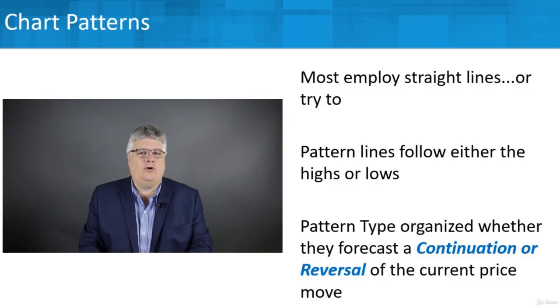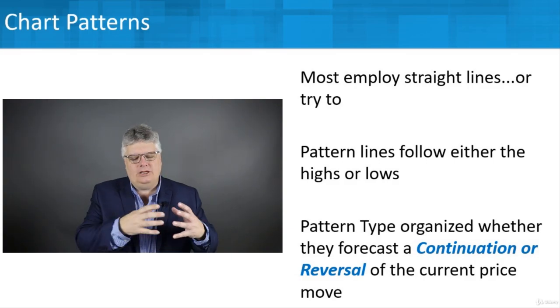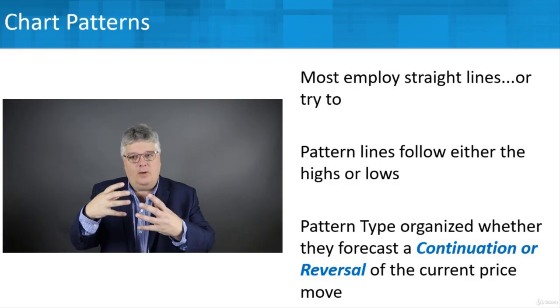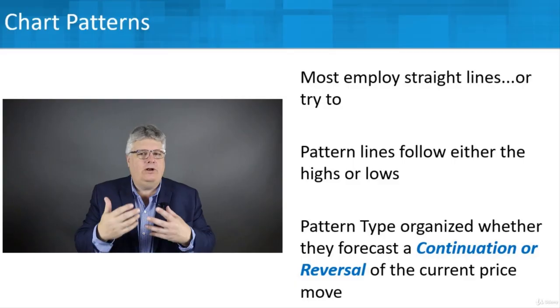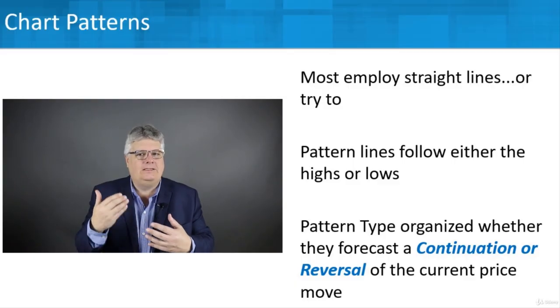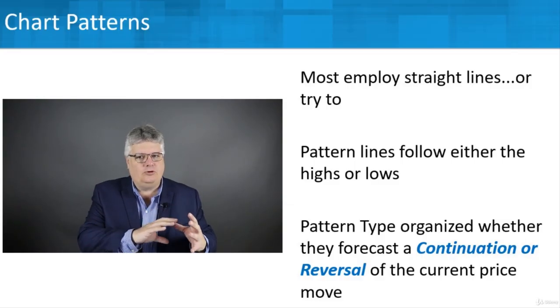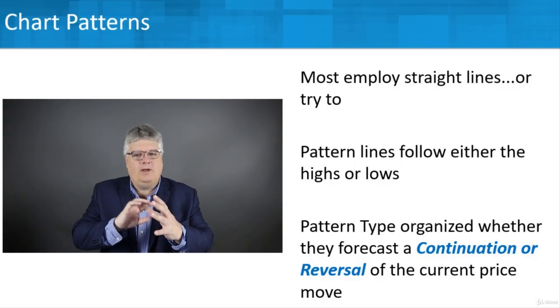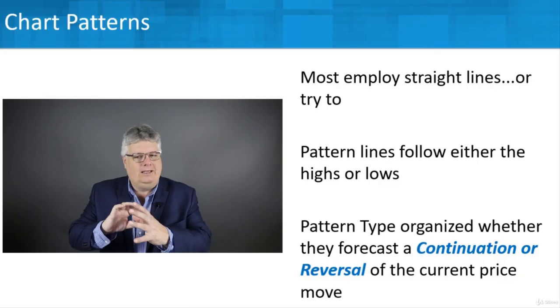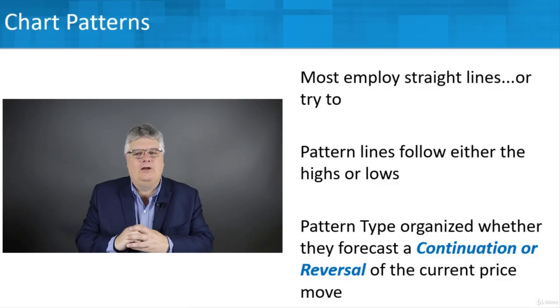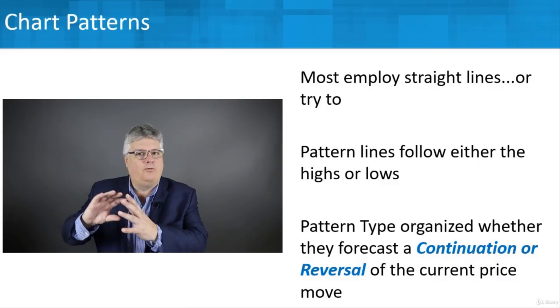Pattern types are organized by whether they forecast or indicate a continuation or a reversal of the current price move. So the idea is you're seeing a trend, either upwards or downwards, and when you recognize the pattern that's developing and maybe invest or trade around it, is it going to continue? Let's say it was an uptrend. Is it going to continue in that uptrend? If we've already bought, we might want to keep holding until it gets to a reversal point, or maybe we want to buy now and ride that uptrend.